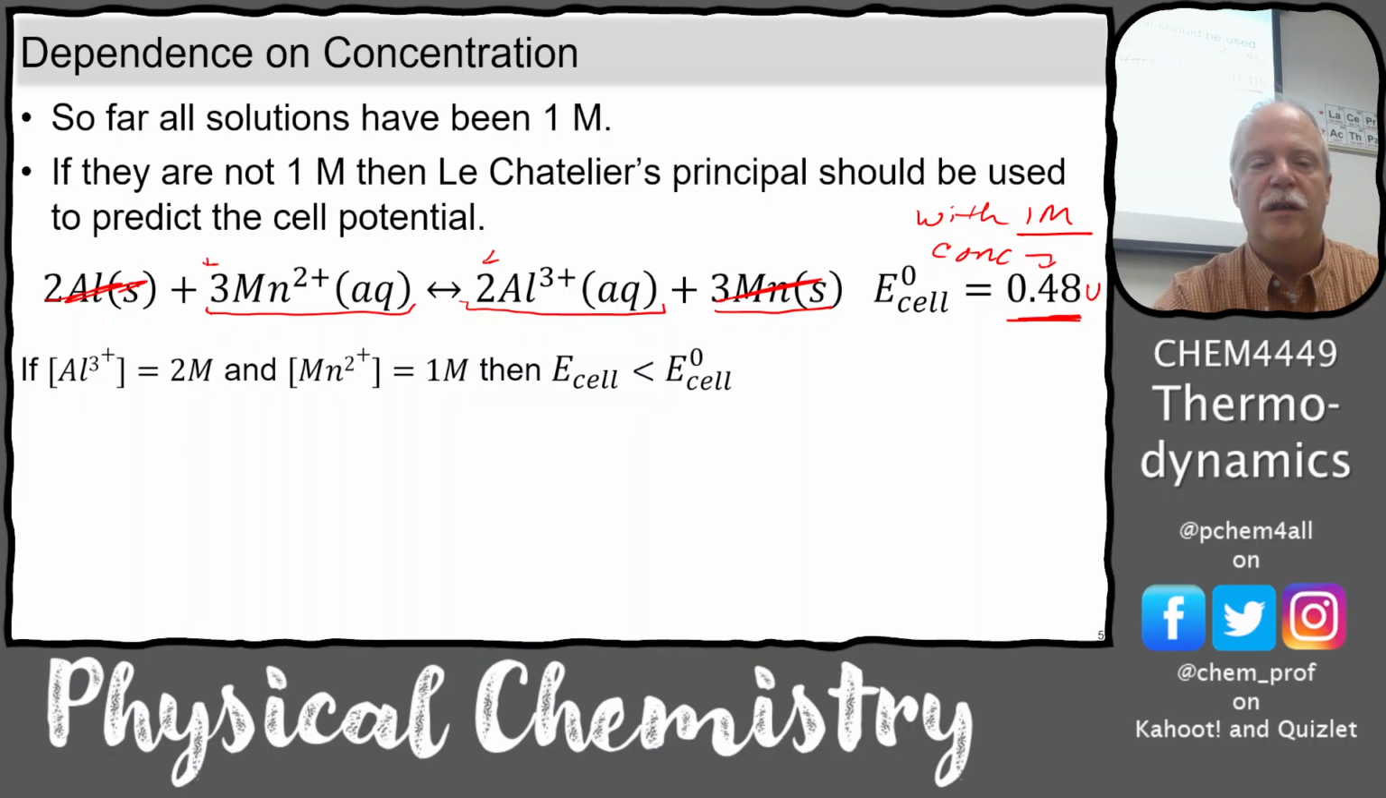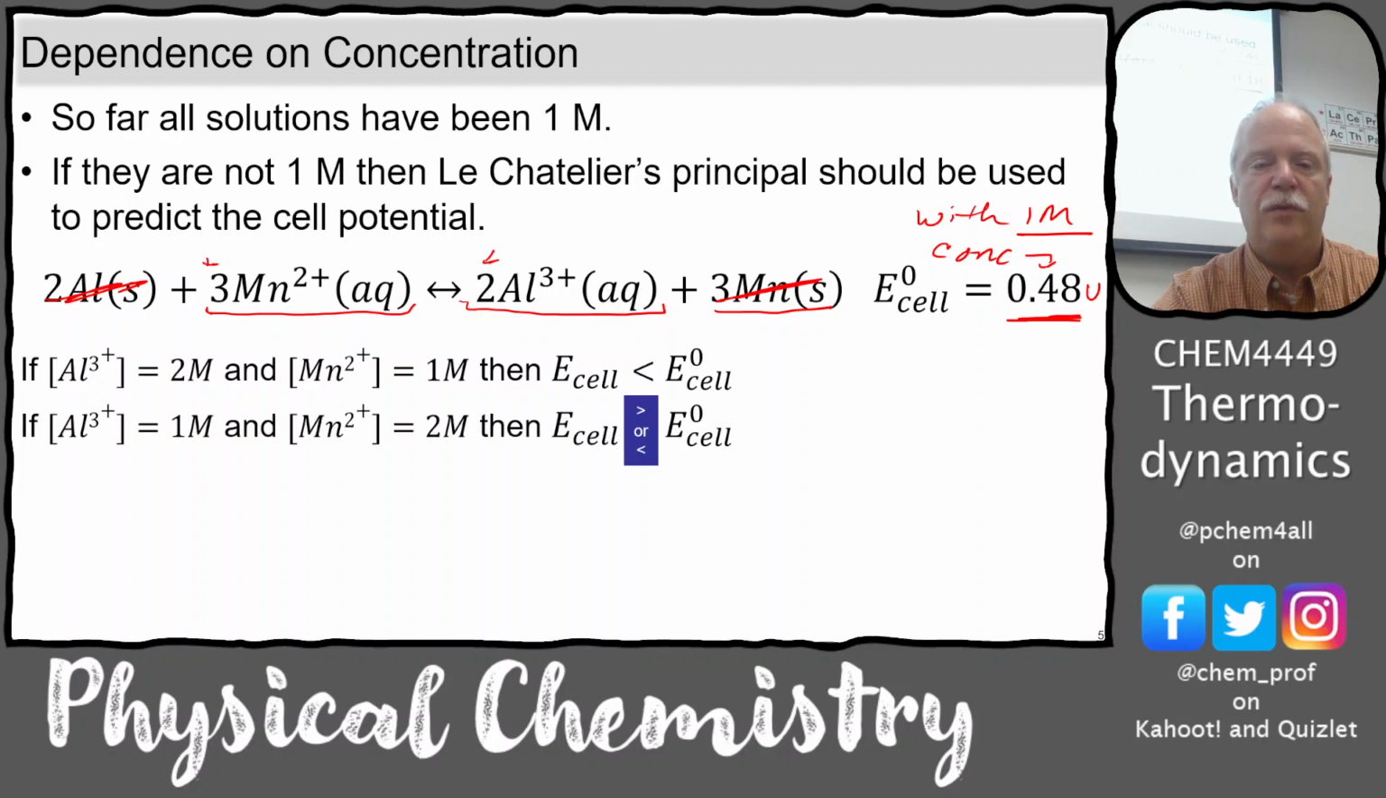So correct. What if we do the opposite? What if we make the manganese 2 molar and the aluminum 1 molar? So if it pushed with a potential of 0.48 with 1 mole on each side, and we create more reactants, it's able to push harder. So it'll be a higher potential. That should make sense to you.